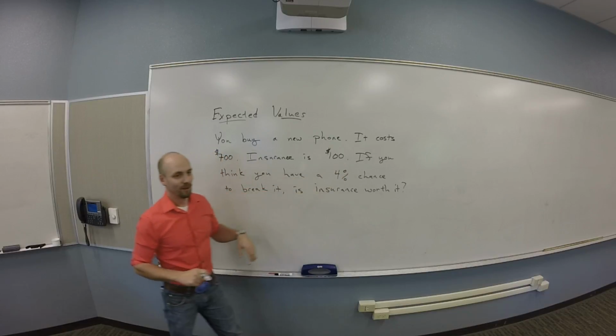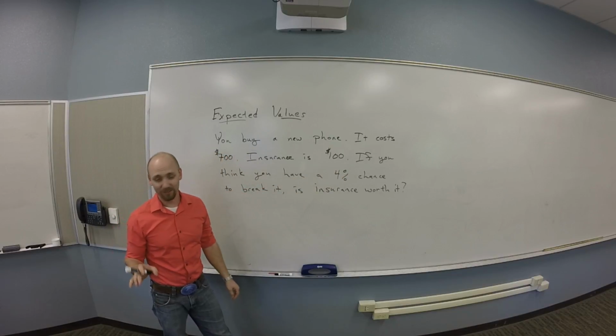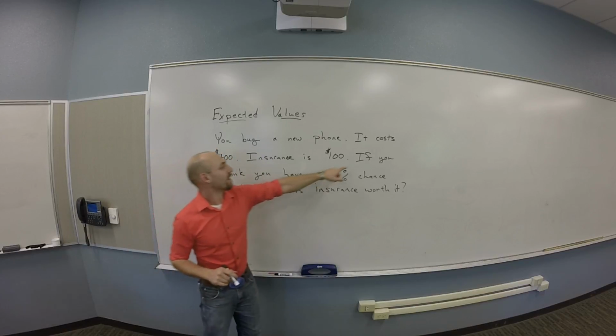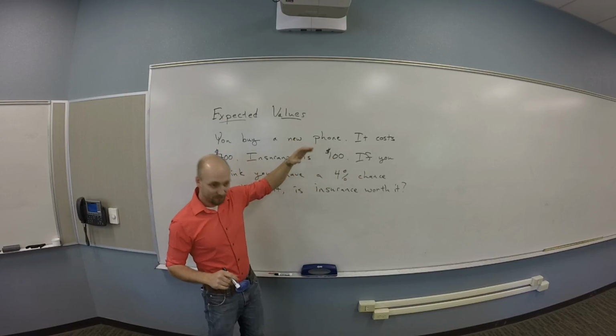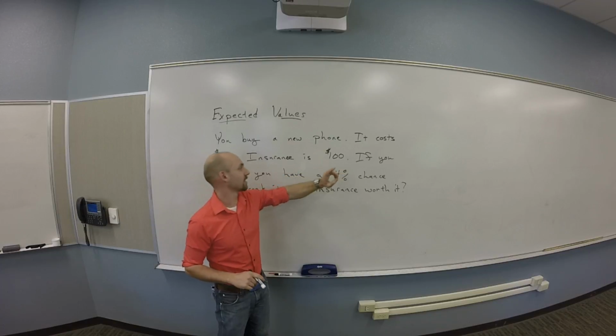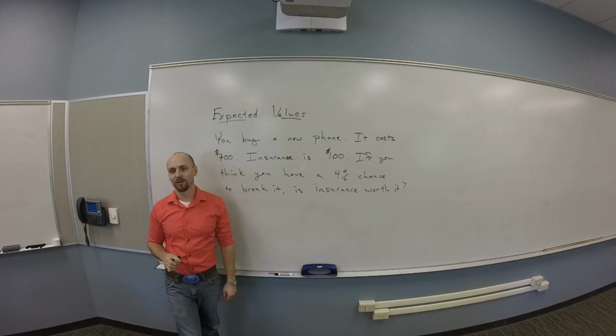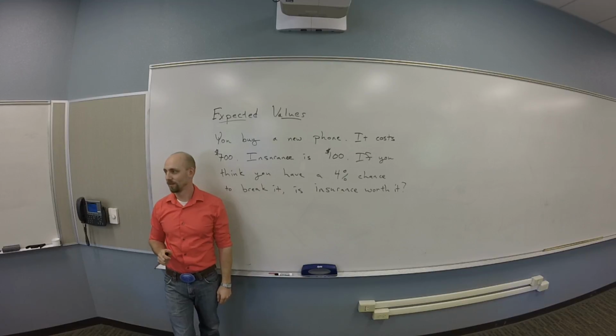I know that's not actually how cell phone insurance works, but don't worry about it. I'm also going to assume that they're going to actually replace it, which is also not how cell phone insurance works. So $700, right? Insurance is $100. If you think you have a 4% chance of breaking your phone, is the insurance worth it?